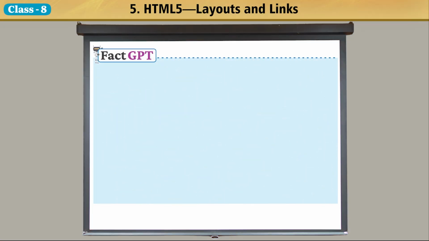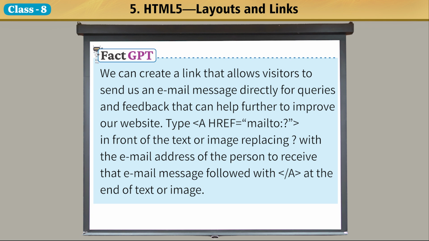Fact GPT. We can create a link that allows visitors to send us an email message directly for queries and feedback that can help further to improve our website. Type in front of the text or image, replacing with the email address of the person to receive that email message, followed with the closing a tag at the end of text or image.